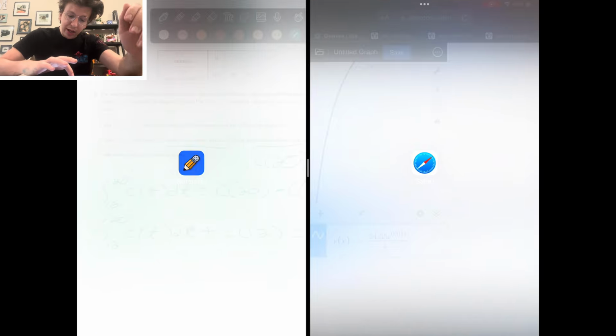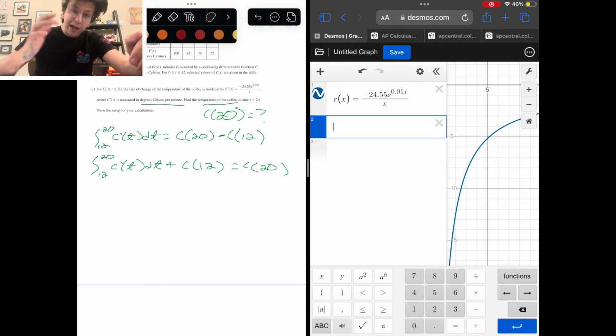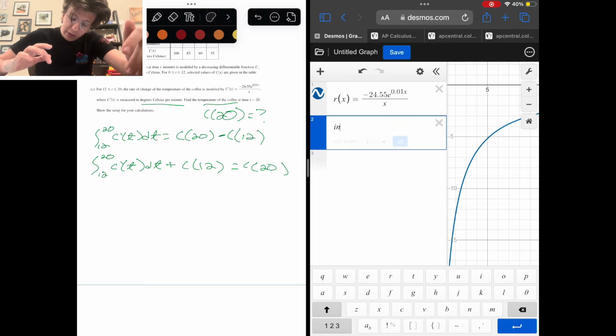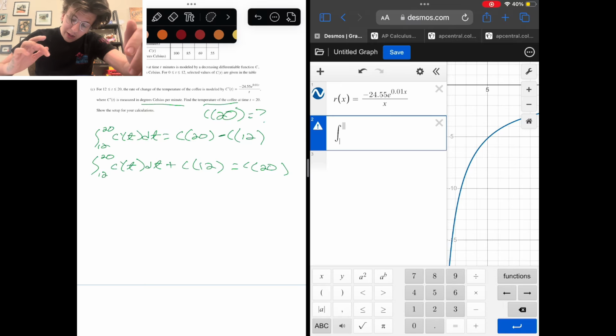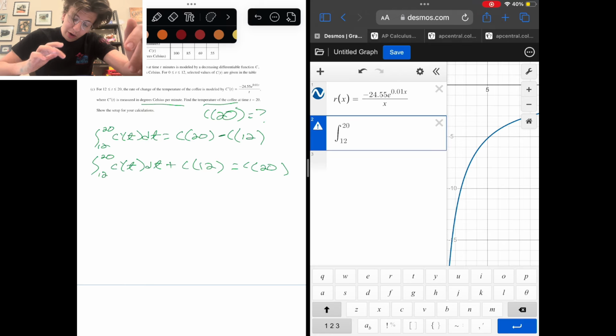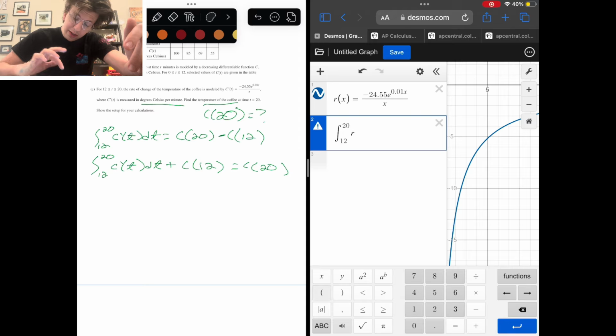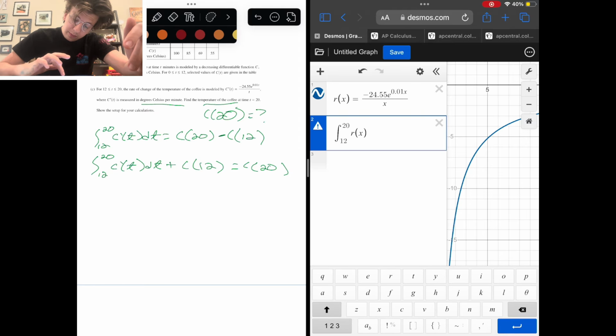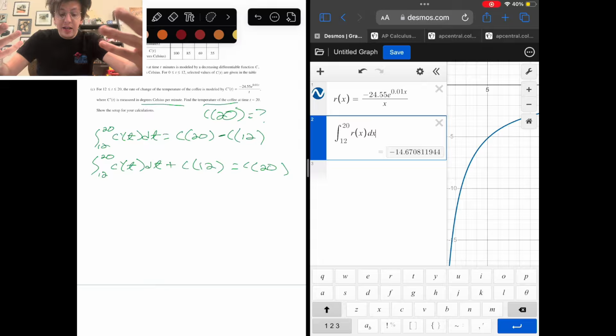Okay, so let's go over to the DESMOS calculator. Let's figure out the accumulation, because guess what? We're not going to do that by hand. So I'm going to type in int from 12 to 20, call my function, which I called R of x in this case. Okay, we got that change to be negative 14.67. So technically what that's saying is our coffee temperature decreased, it went down by 14.67.